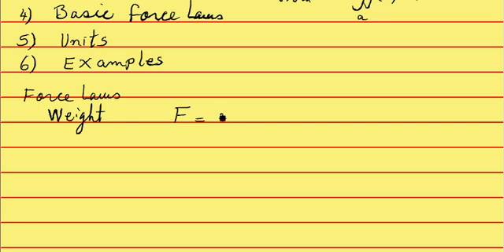mass of the object, we show that by m, times a certain constant that's called the constant of gravitation, or constant due to gravitation, typically shown by lowercase g. So m is the mass, and g is a constant due to gravitation, or shortly stated, constant of gravity.